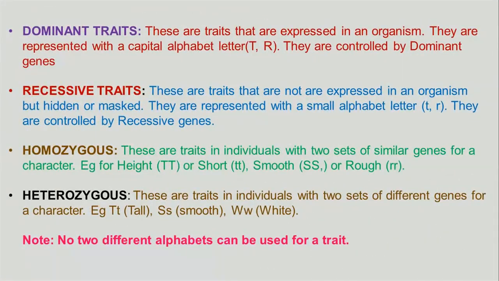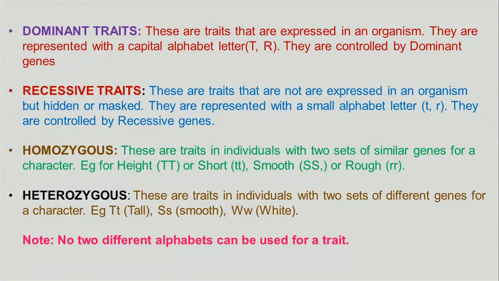Okay, let's look at dominant traits. These are the traits that are expressed in an organism. They are expressed in an organism and they are represented with a capital alphabet letter. So when you see capital T, capital R, capital S, anything written in a capital letter, such a trait is representing a dominant trait. They are controlled by dominant genes. We'll talk about them more. The next one is recessive traits.